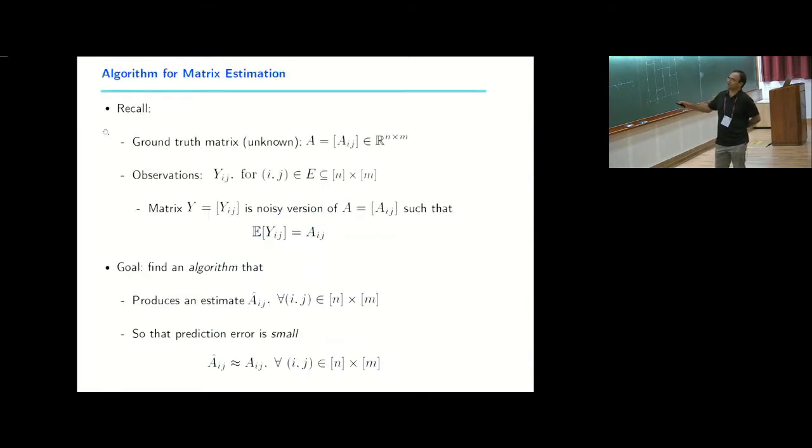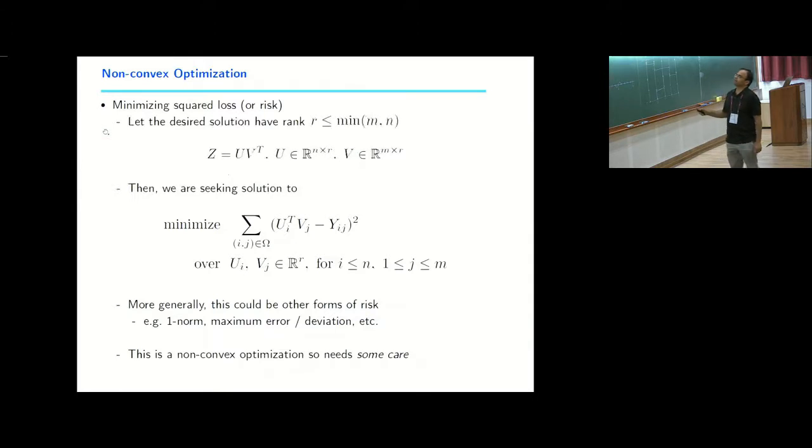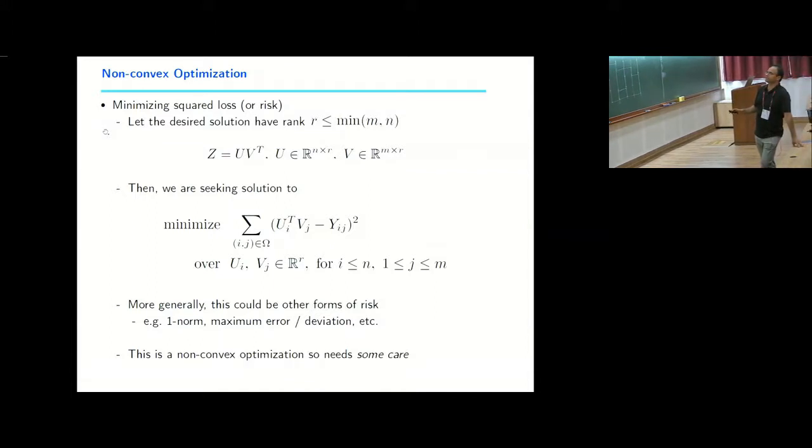Just to remind ourselves again, A is the ground truth, Y is the observation for part of the entries, and the expectation of Y is equal to A. We want to produce A hat so that the error is small. One of the non-convex algorithms was this: I want to find U's and V's such that they are as close as possible to my observations over the set of entries that I've observed, and I want to minimize this optimization.